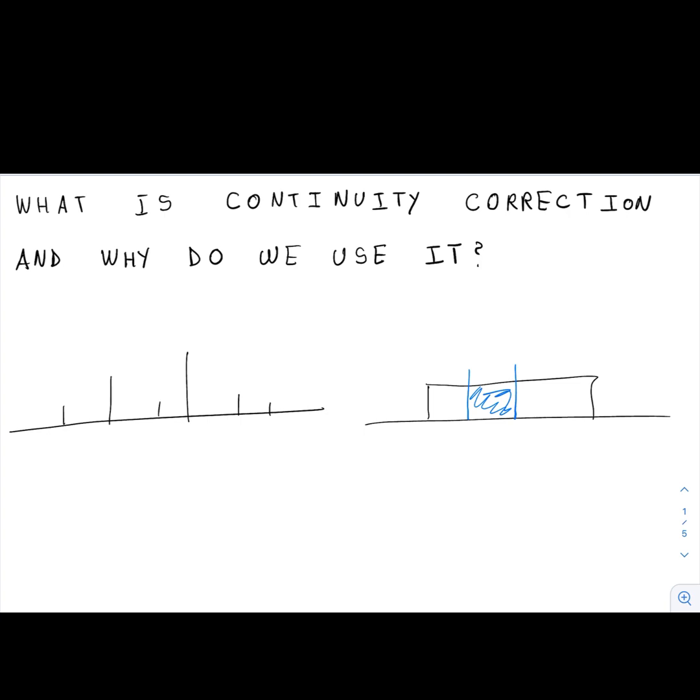I have the following question for you today. What is continuity correction and why do we use it?